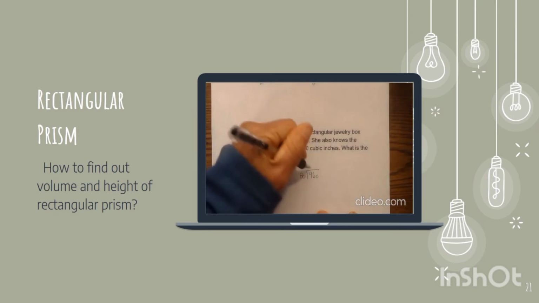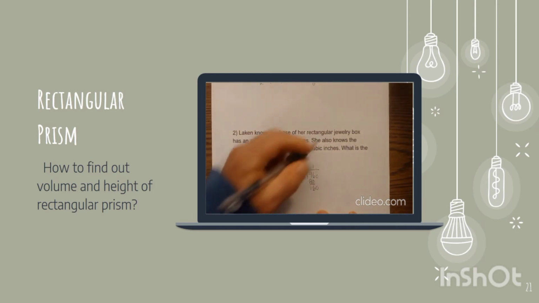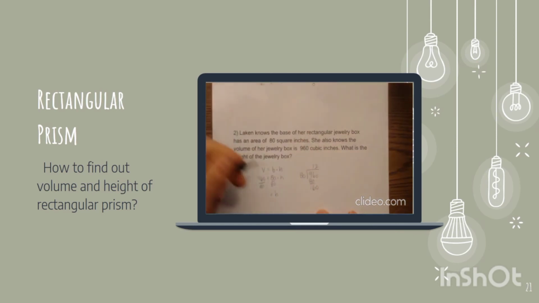80 goes into 96 one time. That gives us 80, and that's 16. Bring down the 0. 80 goes into 160 two times. So our height will be 12. And the unit of measure is inches.